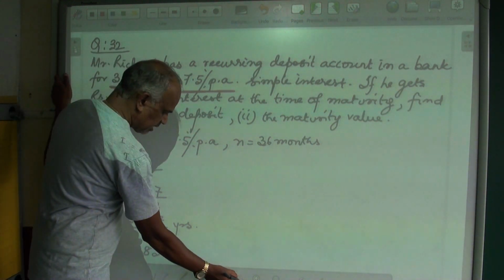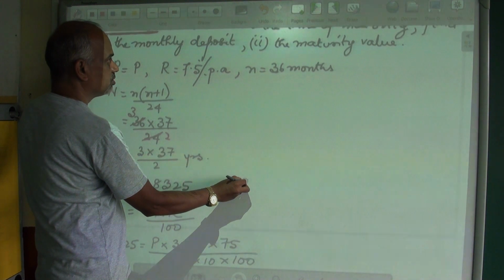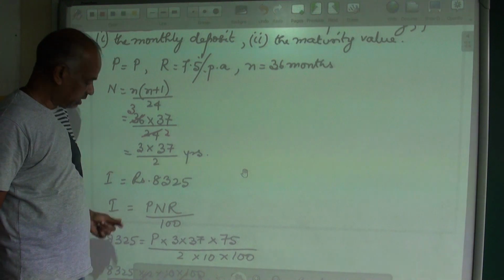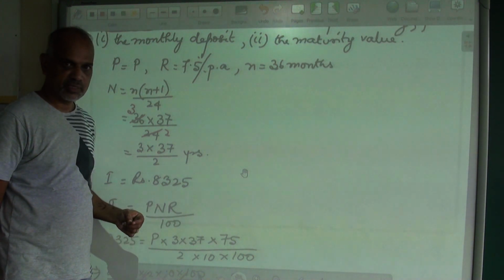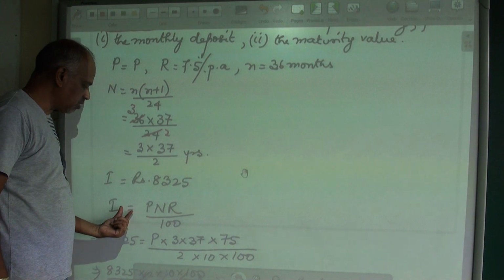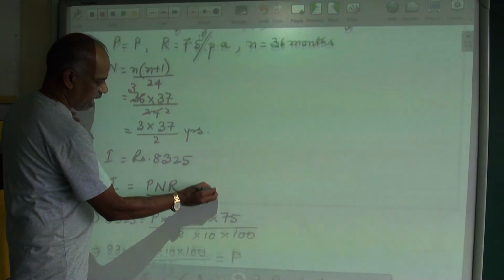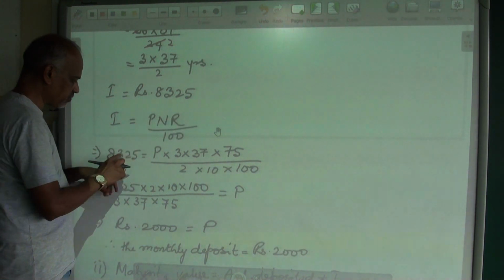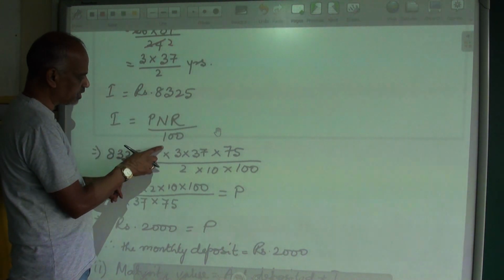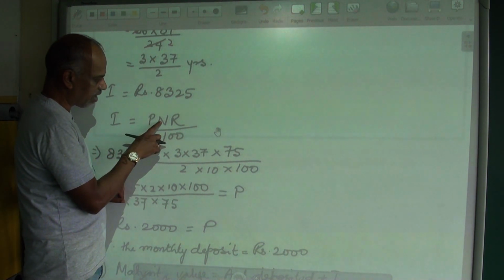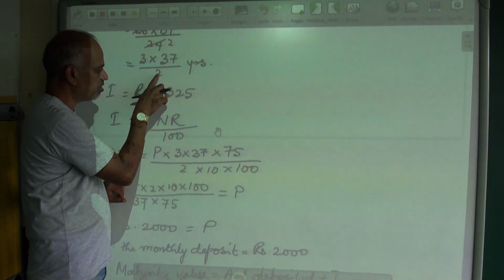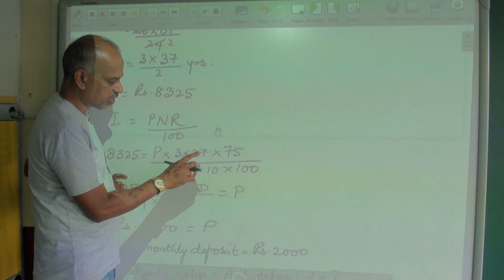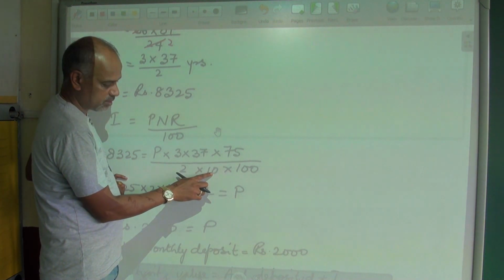You found this. The next thing that you know is your interest, which was given in the question. Interest was rupees 8325. So let's use interest formula. I is equal to PNR by 100. So I value is 8325. You know the interest is equal to principal, which you didn't know, into capital N value, which was 3 into 37 by 2, into rate was 7.5, which I have written as 75 by 10, and this 100.